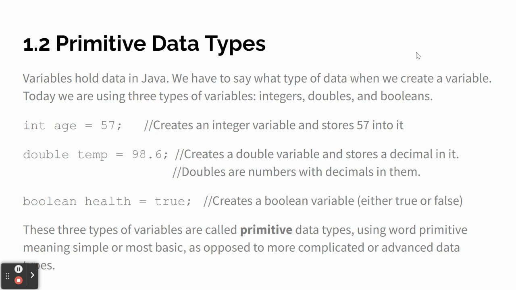And then a Boolean is an interesting kind of variable. You may not have heard of this before, but it contains either the value true or the value false. So these are the three primitive variable types that we'll use in this class. And primitive in this case means basic or simple, not as compared to more complicated or powerful data types.